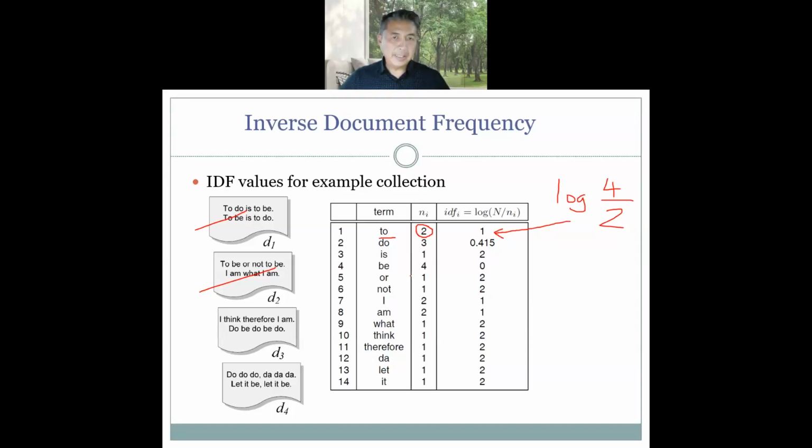Look at this B. This B exists in all 4 documents, so the IDF will be 0. How do we get 0? Because log 4 divided by 4, based on this formula. So we compute the IDF for each of the words, and then we multiply with the previous table that we have just now.